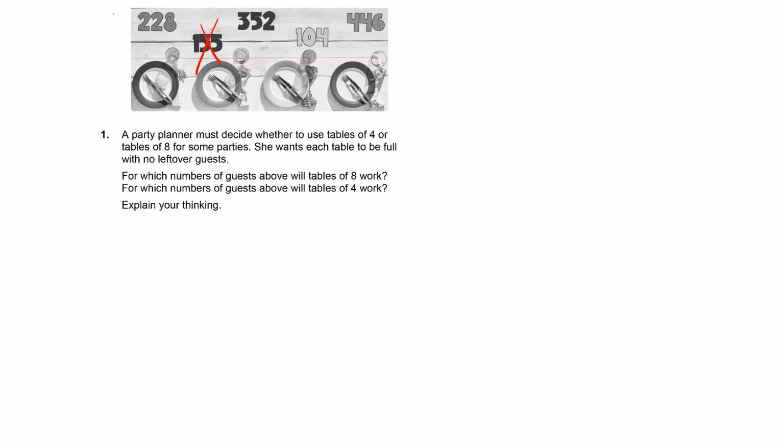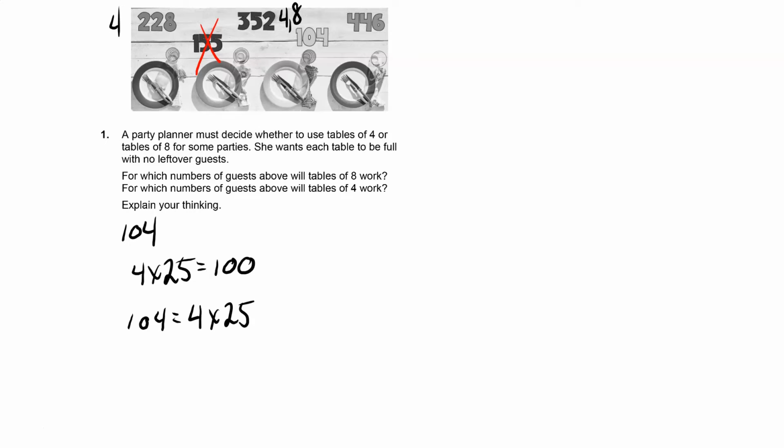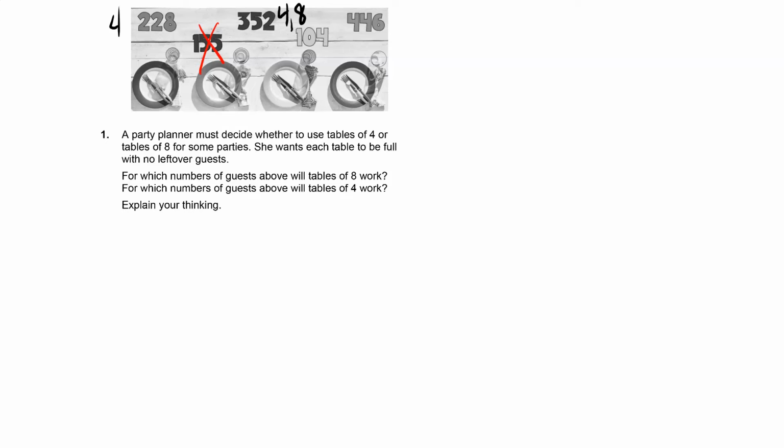So just to keep track of our results, the first one, 428, was divisible by 4. 155 is not divisible by either. 352 is divisible by 4 and 8. And now what about 104? Well, as we previously talked about, 4 times 25 is equal to 100. So 104 is equal to 4 times 25 plus an additional 4. So that tells us that we've got 4 times 26 tables. So 104 was divisible by 4. We determined that 104 was equal to 26 times 4.